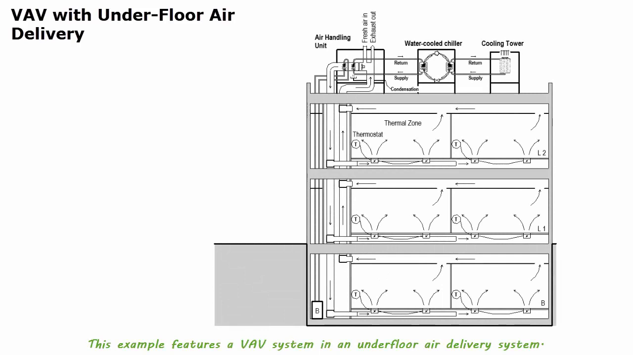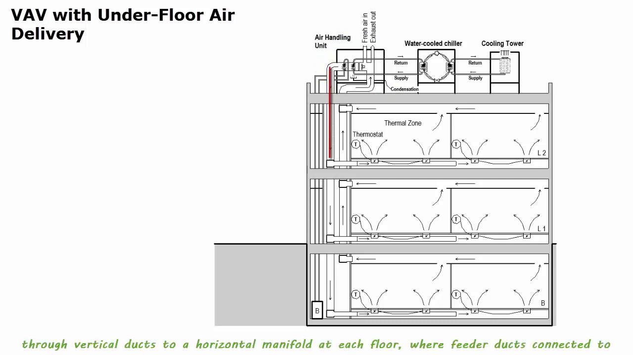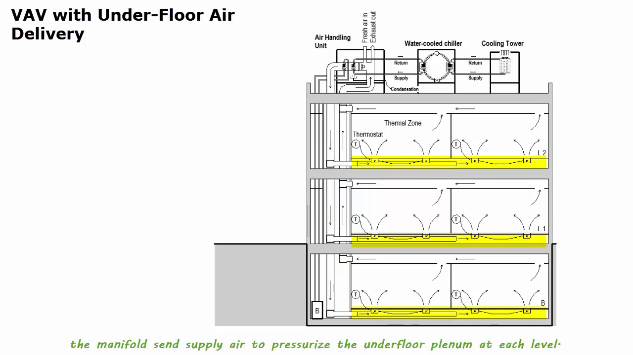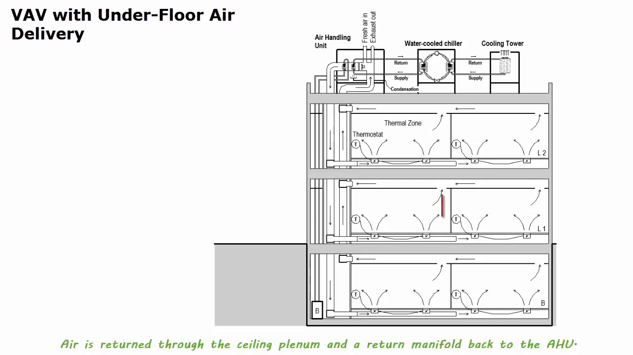This example features a VEV system in an underfloor air delivery system. The central air handling unit is located on the roof, supplying air through vertical ducts to a horizontal manifold at each floor, where feeder ducts connected to the manifold send supply air to pressurize the underfloor plenum at each level. VEV floor boxes regulate the air volume and deliver air upward into the space. Air is returned through the ceiling plenum and the return manifold back to the air handling unit.